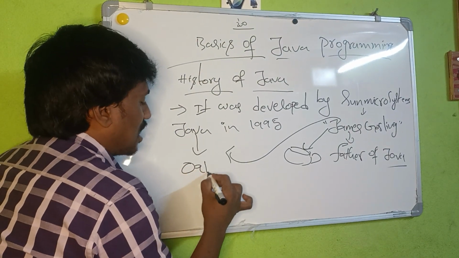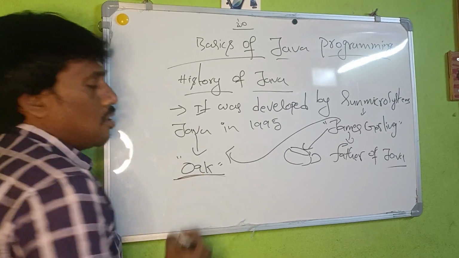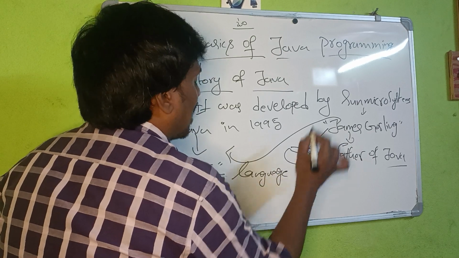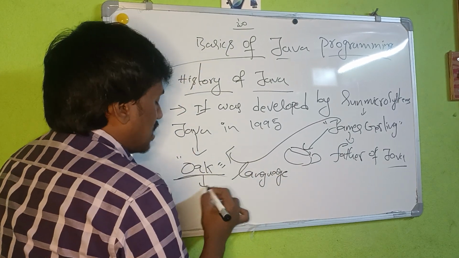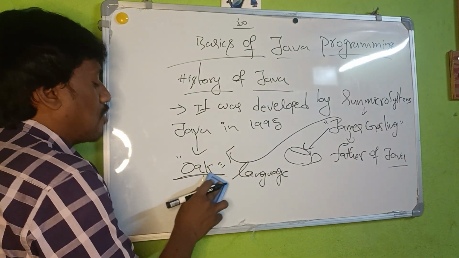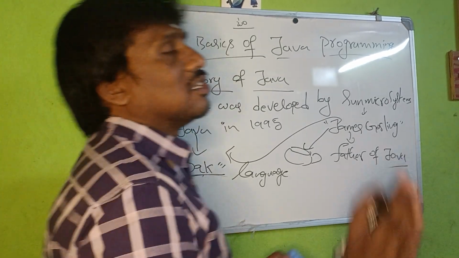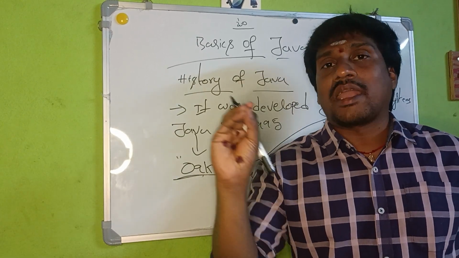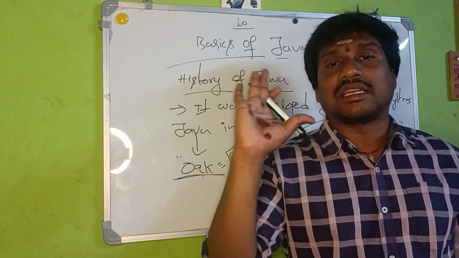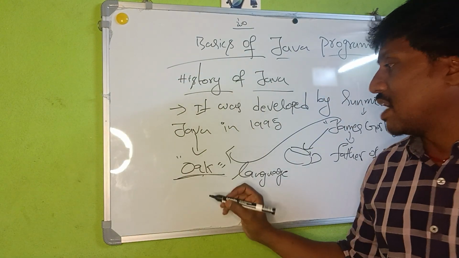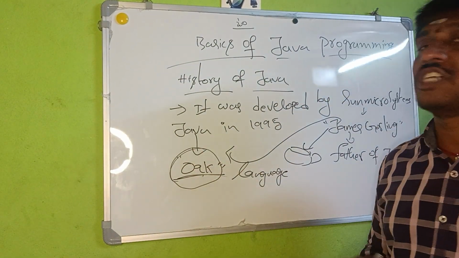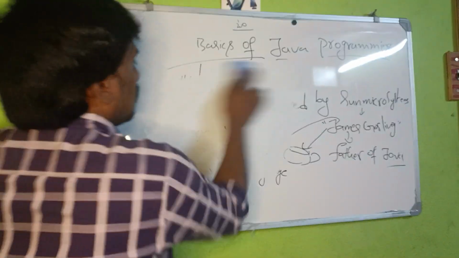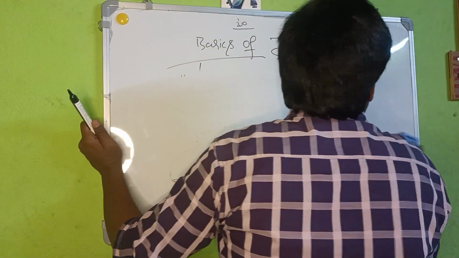Java was previously called the Oak language. There is a tree in those states, like in this country, where oak is the national tree, so they named it Oak. Later on it was renamed Java. Java was developed by James Gosling at Sun Microsystems in the year 1995. The original name, the first name of Java, is Oak. This is the small history of Java.